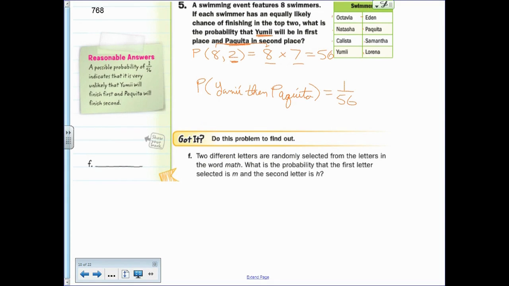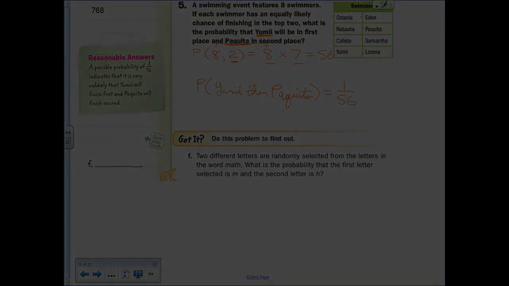Example F is another problem asking you to permutate a certain number of items to a certain number of places, and then finding the probability of the first 2 items being the ones given. See if you can do that on your own. And then we will come back at the end of class to go over all of the letter problems.